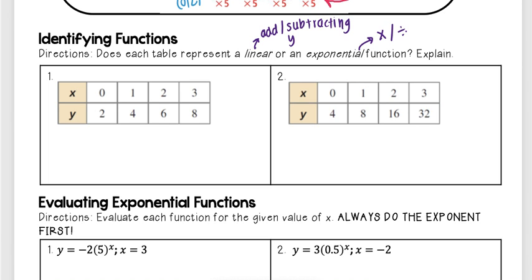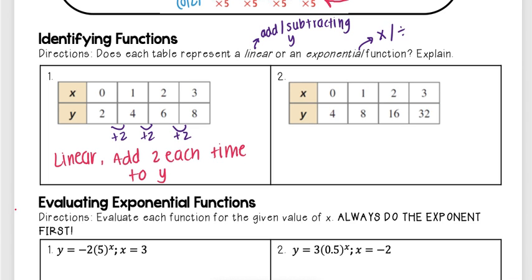Looking at this first one, I see that my x's are just going up by 1. My y, I have 2, 4, 6, 8. So I can see I am adding 2 each time. Since I'm adding each time, this is going to be linear. My explanation: add 2 each time to y. Also, if you were to graph that, you would see that this would make a straight line.